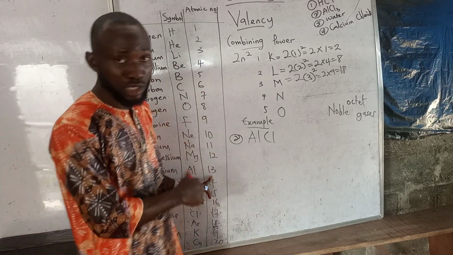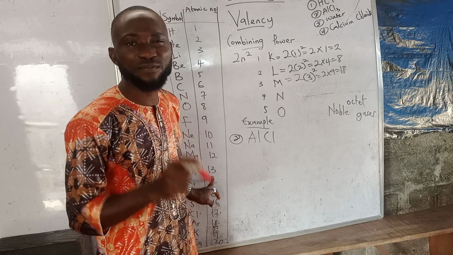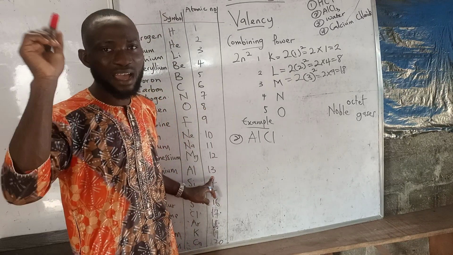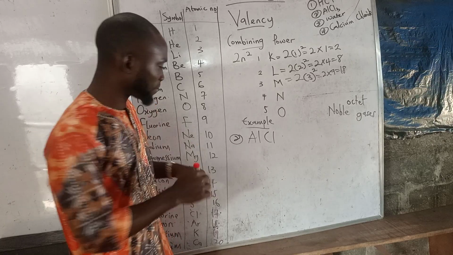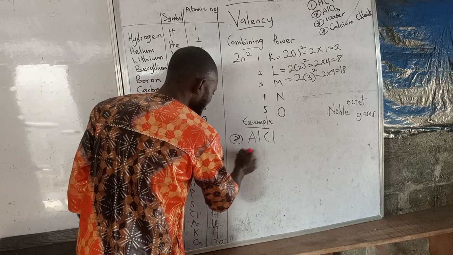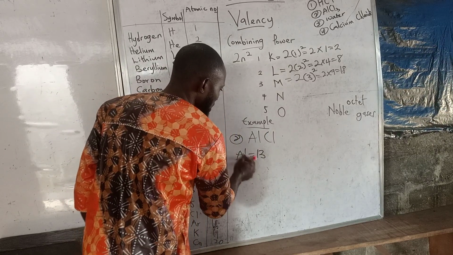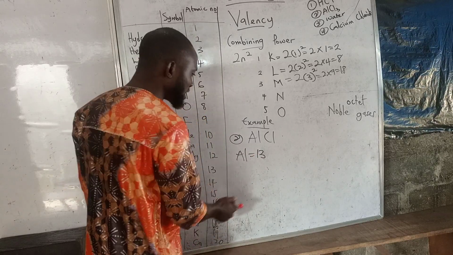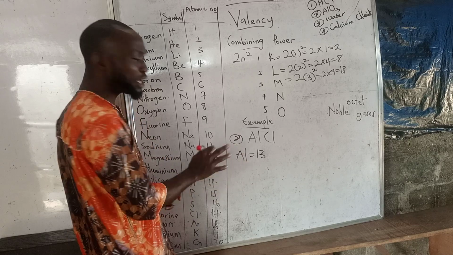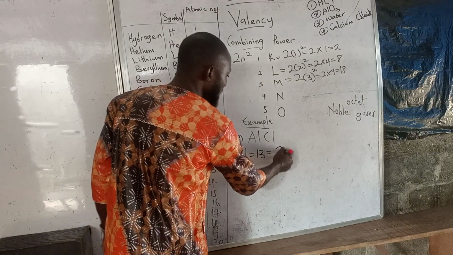Don't forget, their position in the periodic table also signifies their proton number and their electron number. So far, they are neutral. So aluminium here is in the 13th position. That means it has 13 electrons. So what is going to happen after this? This means that aluminium will be configured as this.